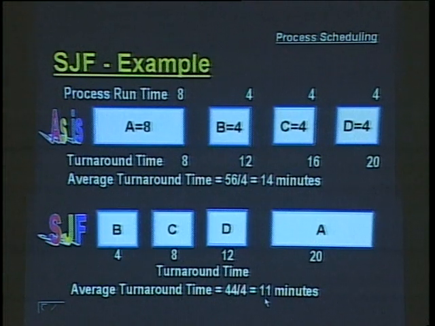We see here, if, number one, we know the process time in advance, and we know how many processes we have, then we use the shortest job first algorithm, because that gives us a better average turnaround time.